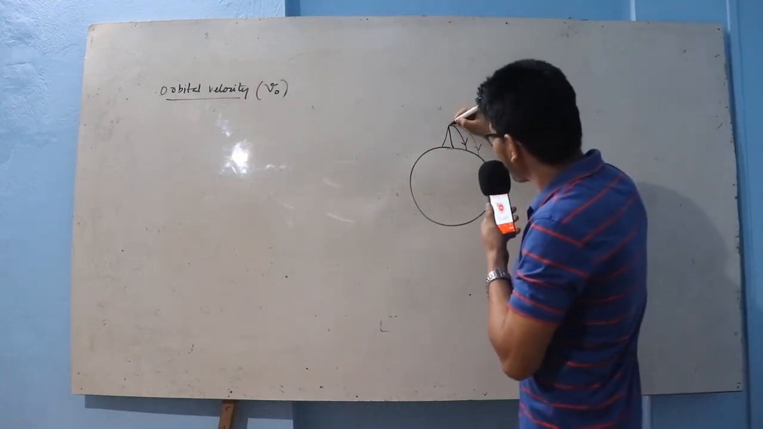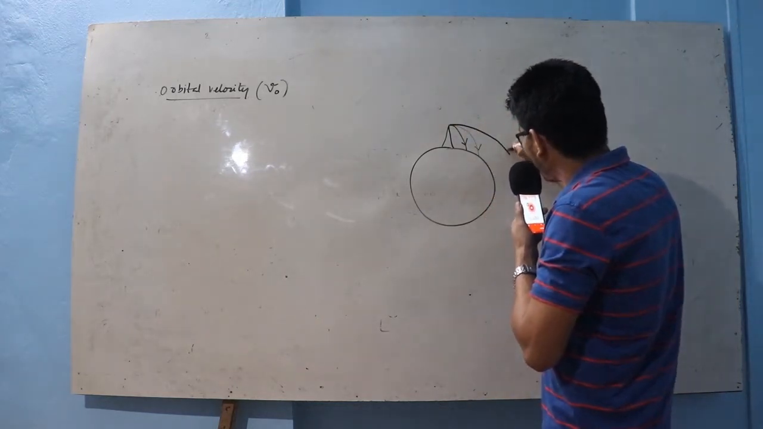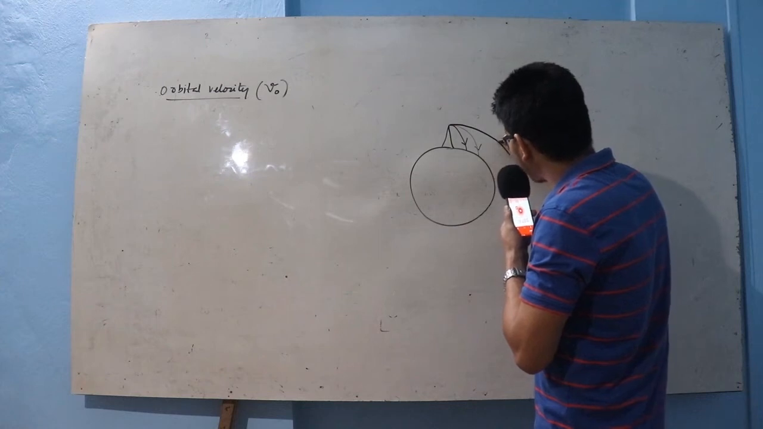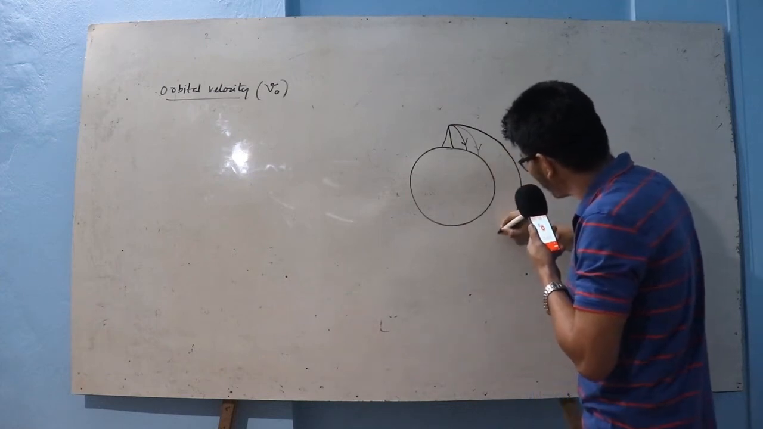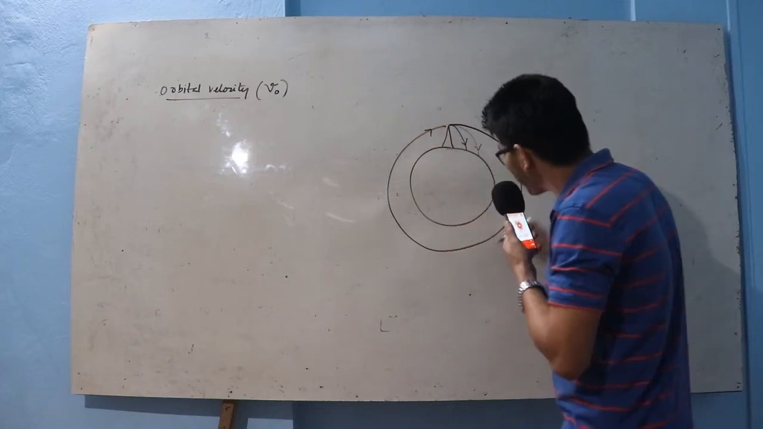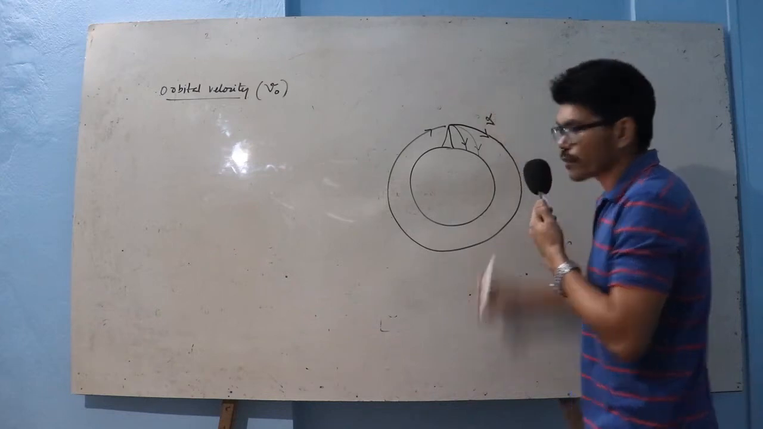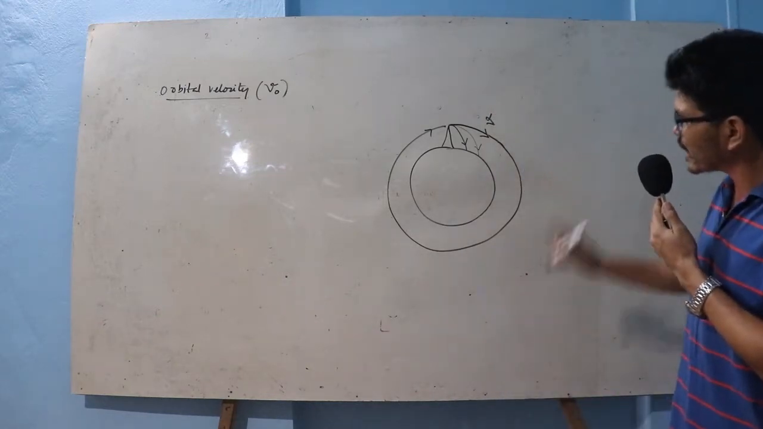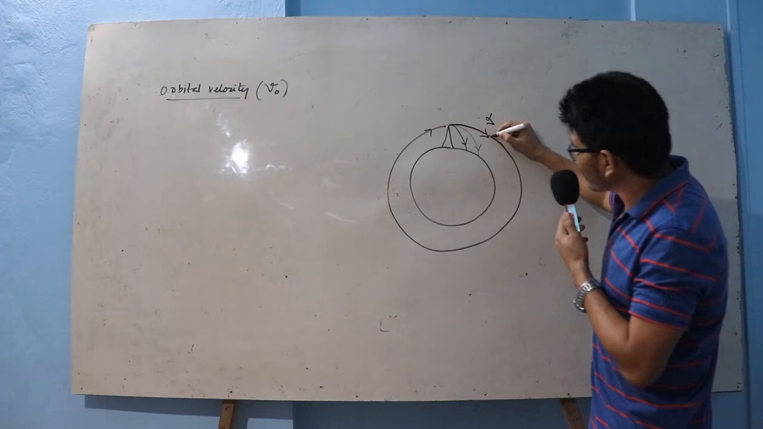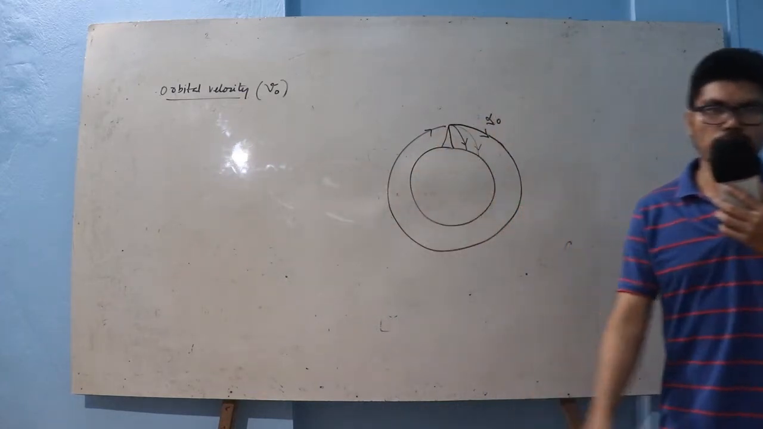So if you can throw with a very great velocity, then the body will not fall on the surface, but instead this will go around like this here. This will continue to move all the time around if you throw with that velocity. So that velocity needed by the body so that it may continue orbiting around the Earth, we call it the orbital velocity here.